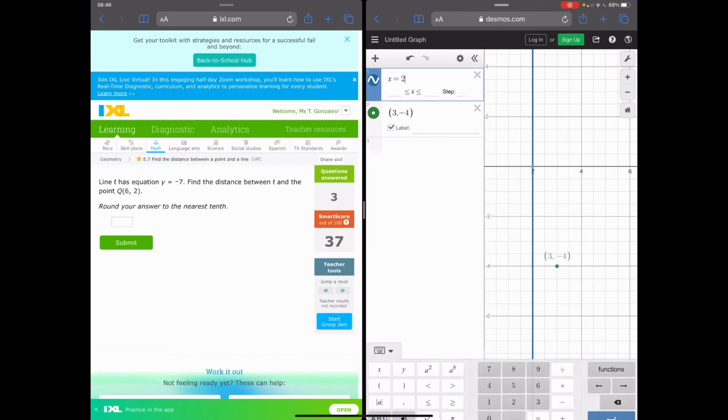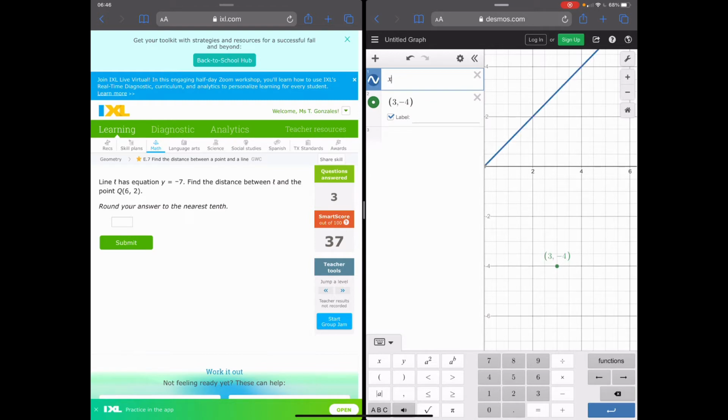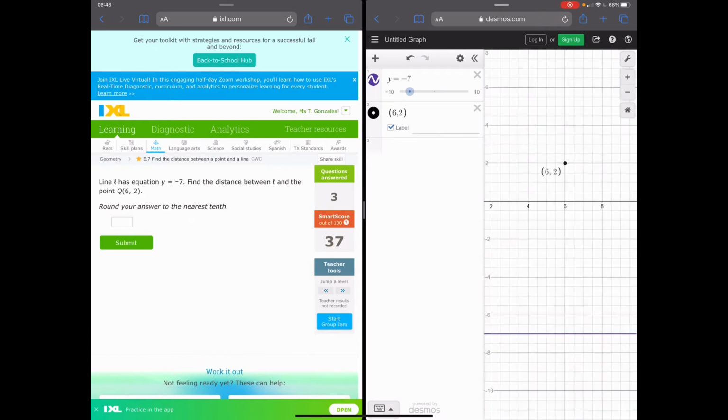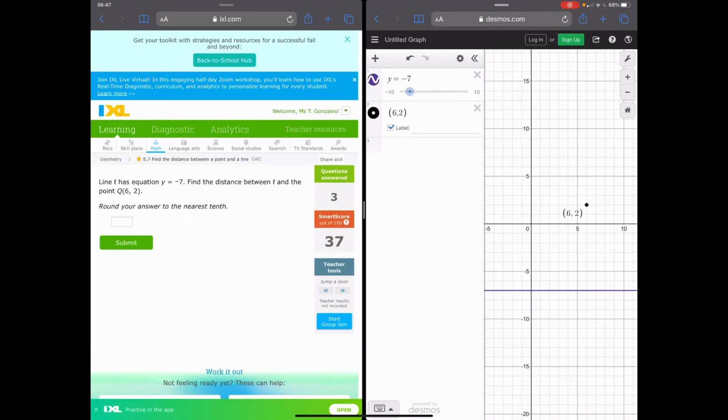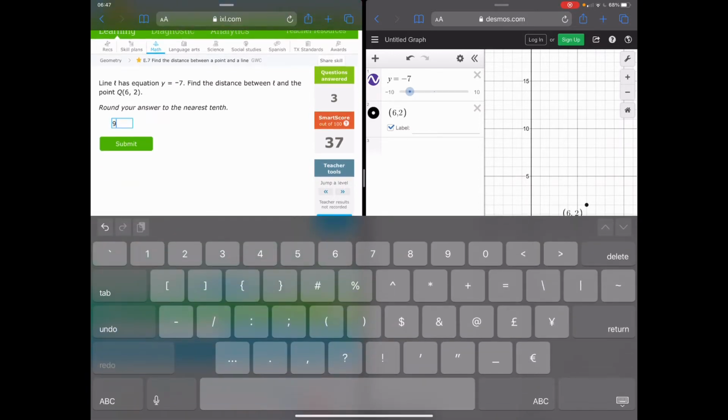Okay, next one. y equals -7. Delete that all the way. Sorry about that. If you want to clear it, you can just exit out. So y equals -7. And then our point is going to be 6, 2. We're going to label that. And on our graph, let's see. We count the spaces, from -7 all the way to 2. So 1, 2, 3, 4, 5, 6, 7, 8, 9. So the answer is 9. We're counting the vertical spaces.